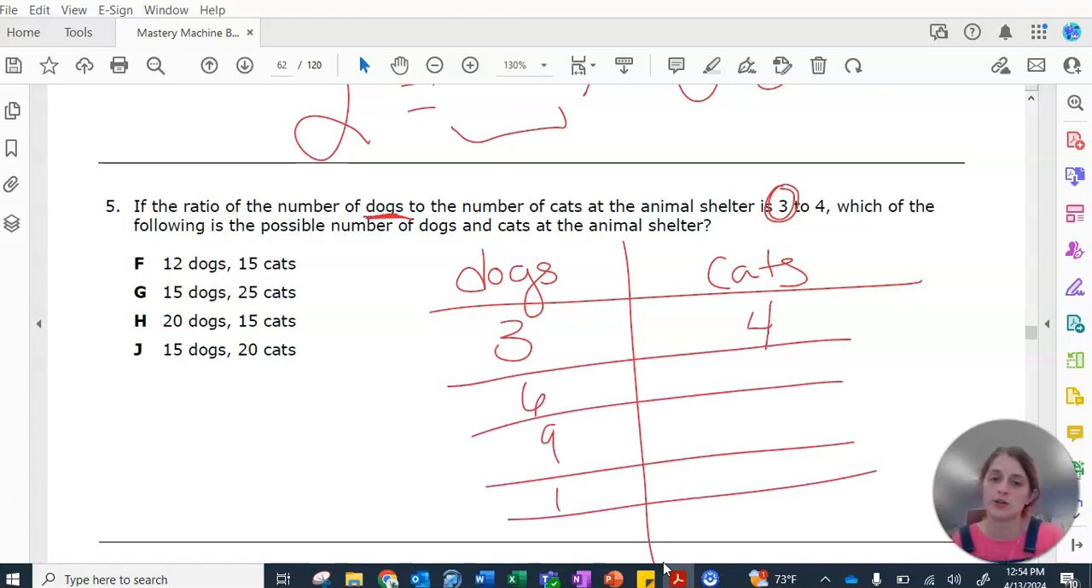3, 6, 9, 12, 15. Okay, going through this, I know that 12 is in my 3's tables, 15 is in my 3's tables. Ooh, 15, 18, 21. 20 dogs is never going to be possible. Now do the same for cats. We're looking at our 4's tables. Which of those could end up in the 4's tables?